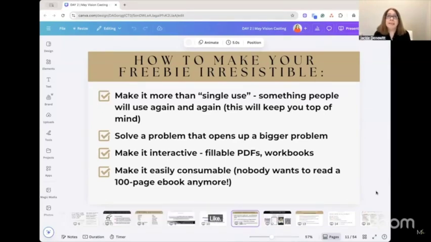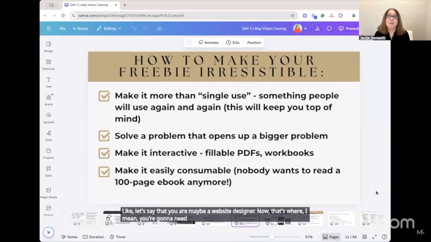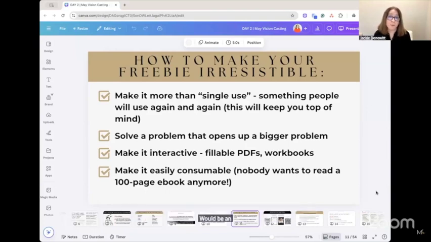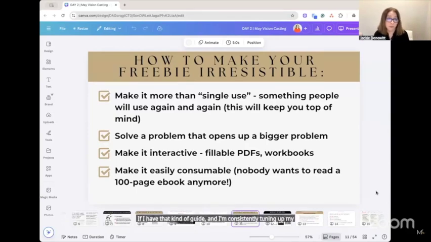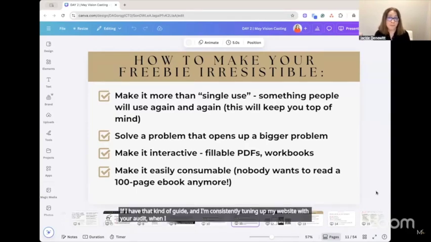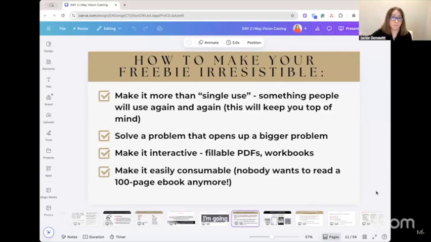Let's say that you are maybe a website designer. The go-to would be like, you know, 10 ways to make your website pop or something like that. What could be better would be an audit that somebody could do on their website, maybe quarterly or something like that, right? Something that you can consistently use to tune up your website. If I have that kind of guide and I'm consistently tuning up my website with your audit, when I need web services, I'm going to you. That's what we're doing, is trying to keep you top of mind.